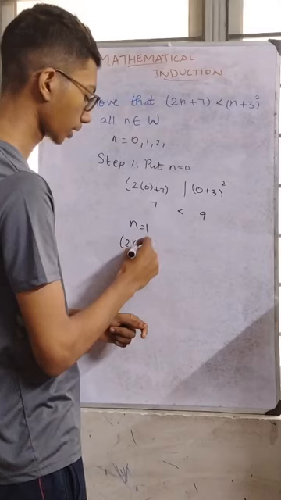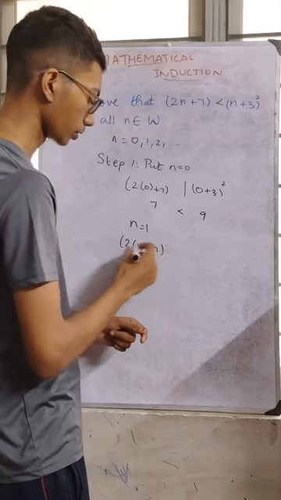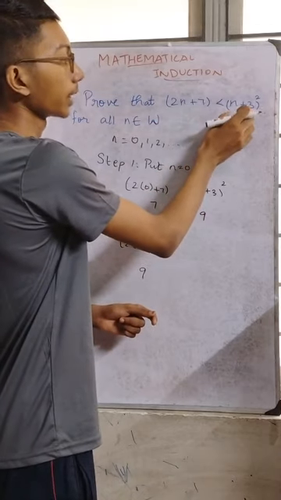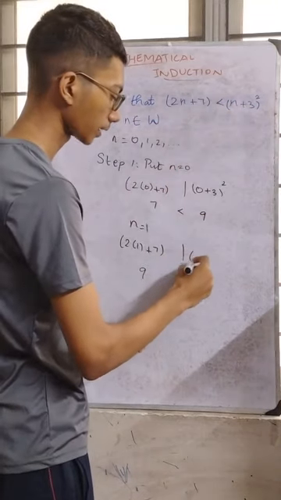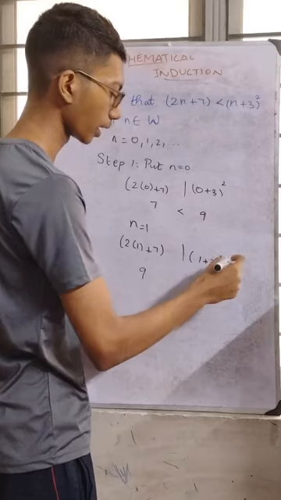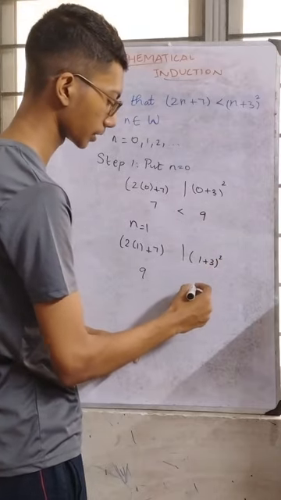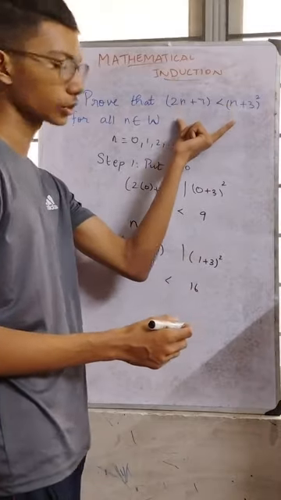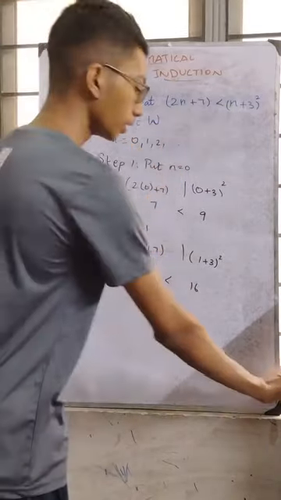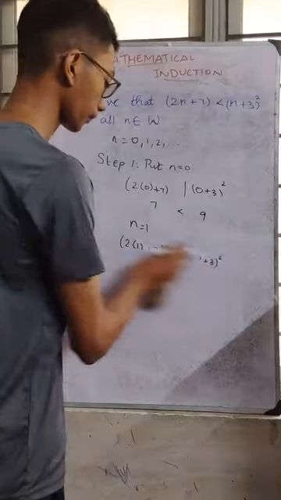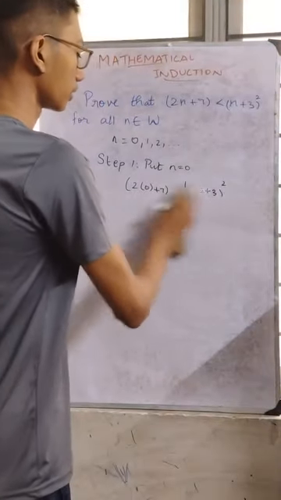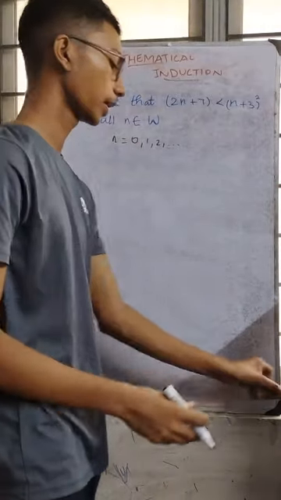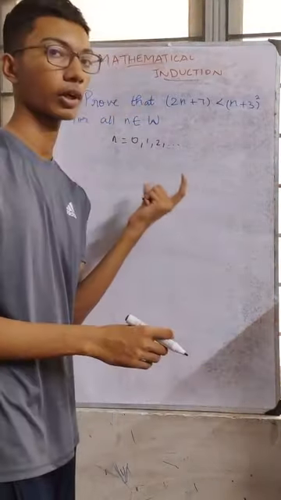So put 2 times 1 plus 7. So this gives 2 plus 7, which is 9. Then put n equal to 1 in here. So we get (1 plus 3) the whole square, which is 4 square, which is 16. So 9 is less than 16. Therefore this expression is also true when n equal to 1. So that is the first step, where we prove for some constant values.